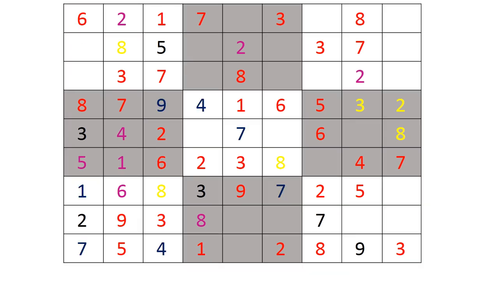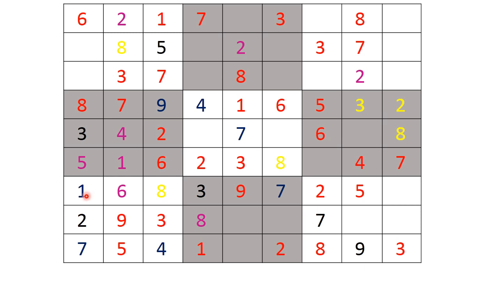Considering this row, I have written 4 over here as there is no empty place. Next, the only place vacant will be this for 9. So I will write 9 here. And next, considering this row, the only place for 4 will be this one. So I'll write 4 over here.